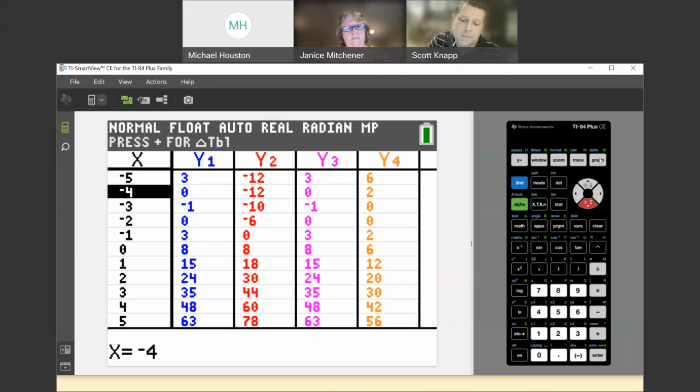And I set it up so x is just increasing by ones. You could set it up to independently put in values for yourself, but I went ahead and just put in values from -5 to 5. And if we take a look here, it's showing the numeric outputs for each of those expressions.